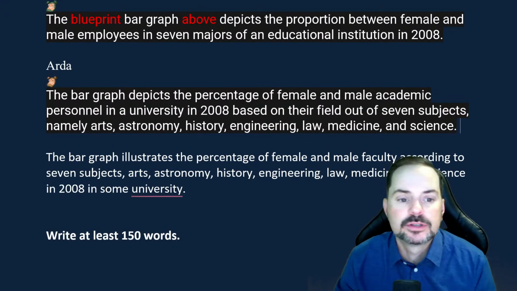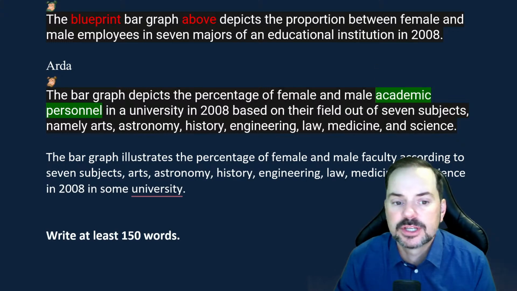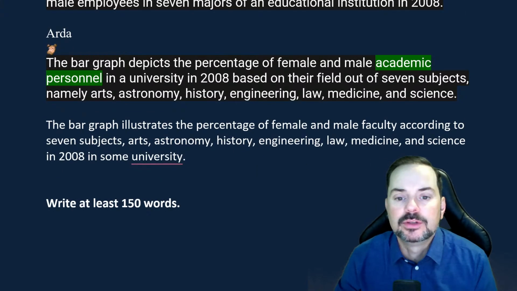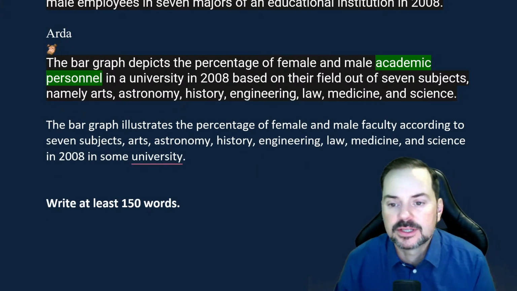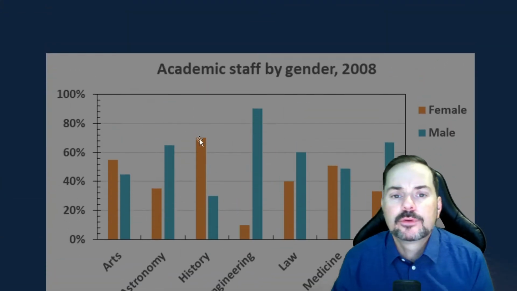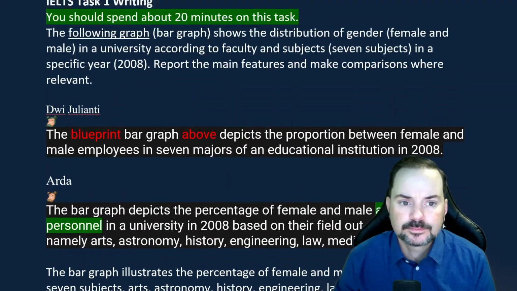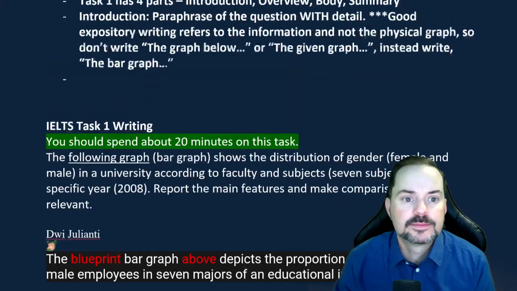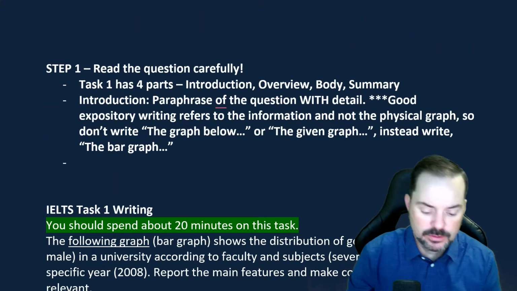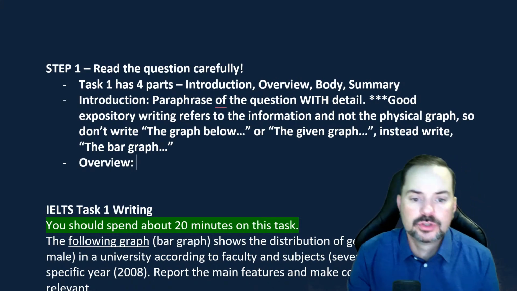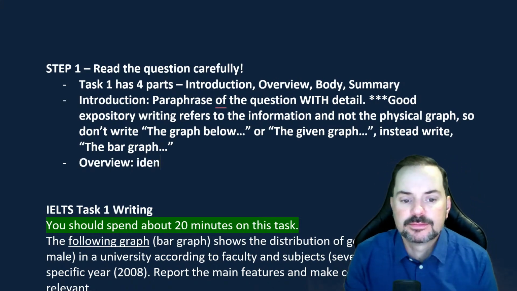I like your use of this collocation here, academic personnel. Sure, academic personnel would be faculty. And you decided that, hey, yeah, might as well list these right away. All right, so for the overview, let's see, where's my, there we go. For the overview, you want to identify the main features.